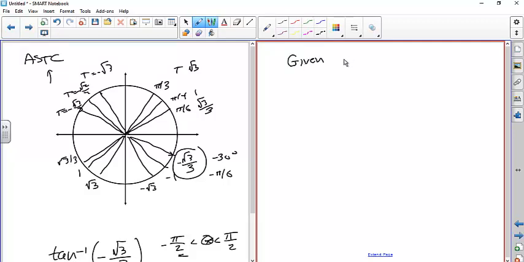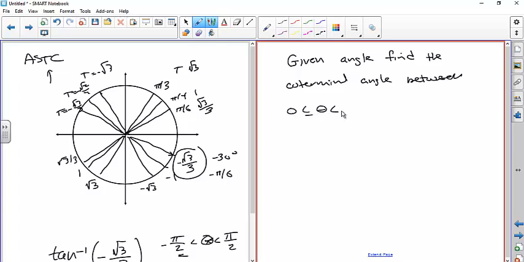Another thing that I want you to be able to do is, given an angle, find the coterminal angle between 0 and 2 pi radians, or between 0 and 360 degrees. So if I gave you an angle such as 724 degrees, and I say, what's the angle that's coterminal with this angle that's between 0 and 360?